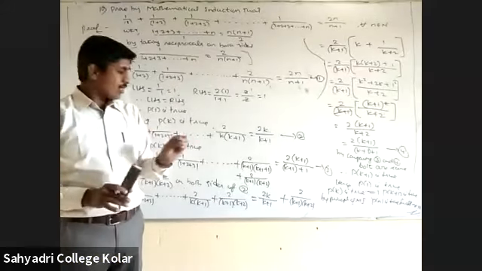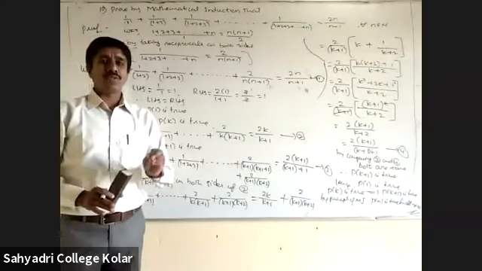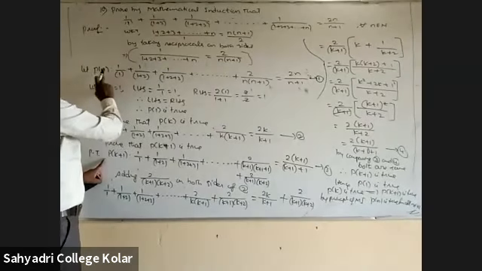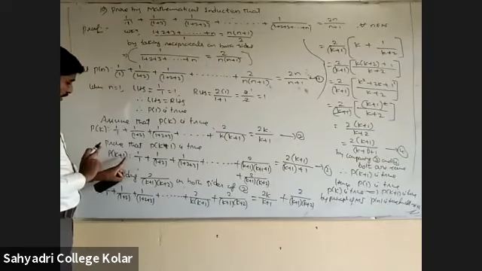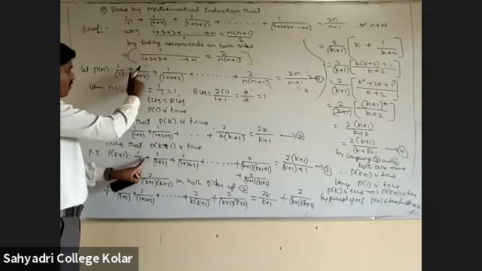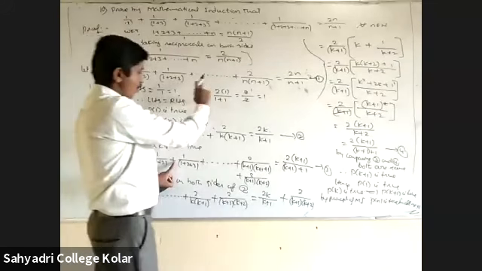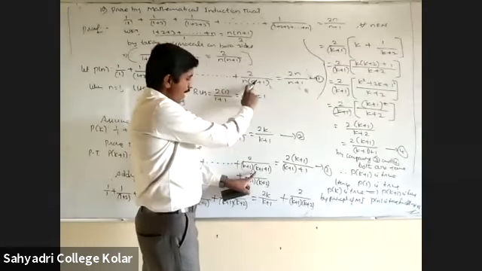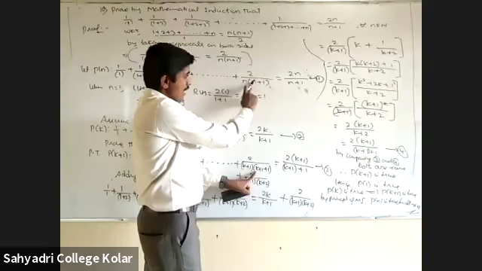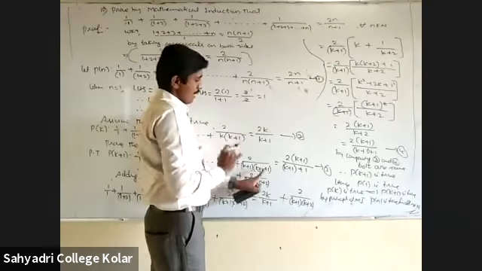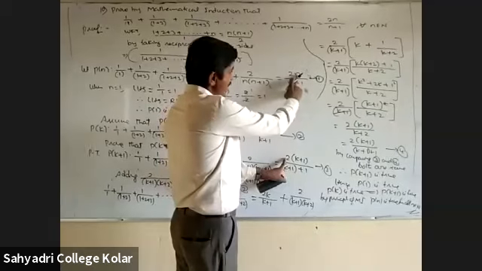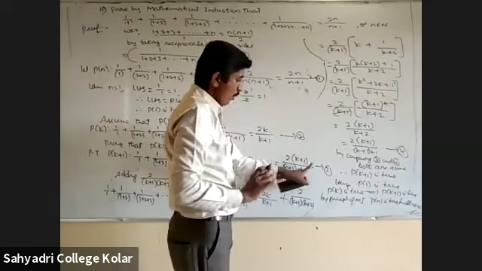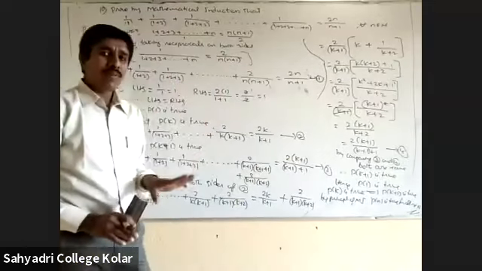Now prove the third one, P(k+1) is true. Substitute n = k+1. P(k+1) stands for 1/(1·2) + 1/(2·3) + and so on, up to the term with n = k+1, which is (k+1)(k+1+1), equal to 2(k+1)/(k+1+1), called equation 3. We have to prove equation 3.